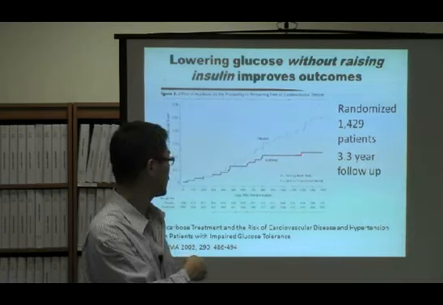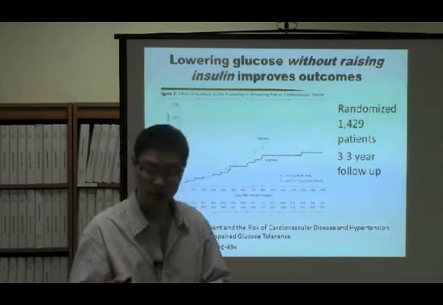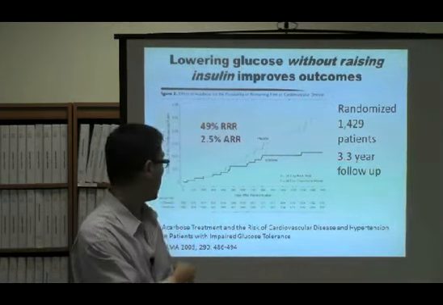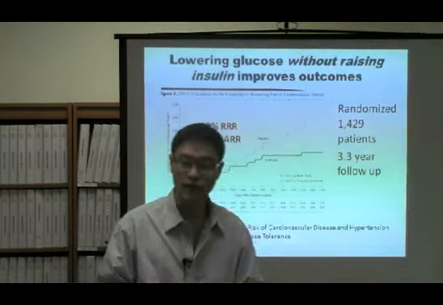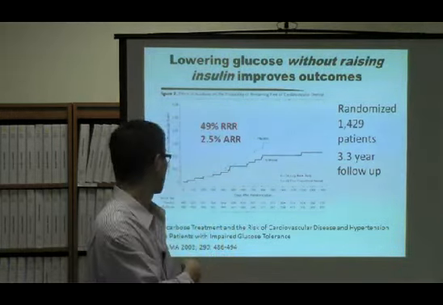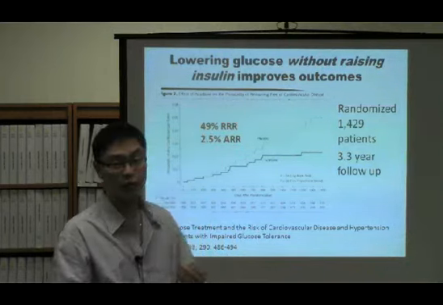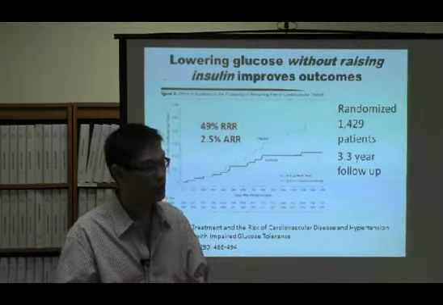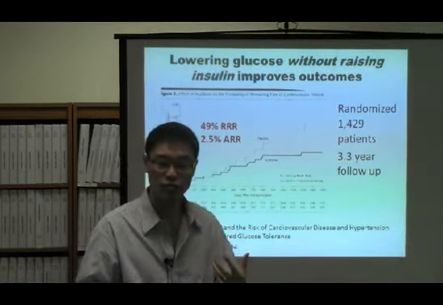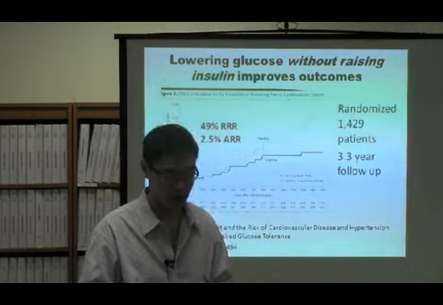That is, the people whose blood sugars were controlled but didn't have their insulin raised had almost a 50% reduction in these adverse events, so cardiac events, which led to a 2.5% absolute risk reduction, which is actually very, very large. So almost a 50% protection when you're able to control the sugar without raising the insulin.